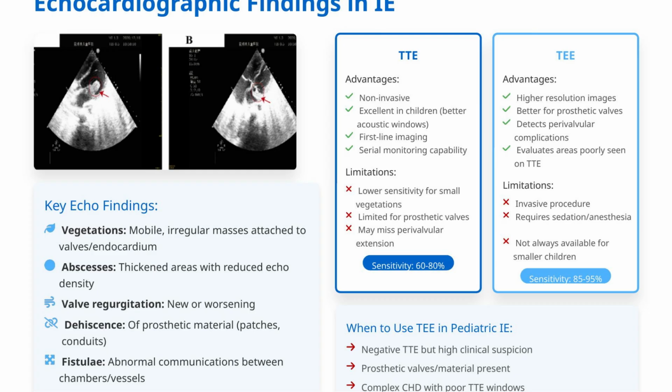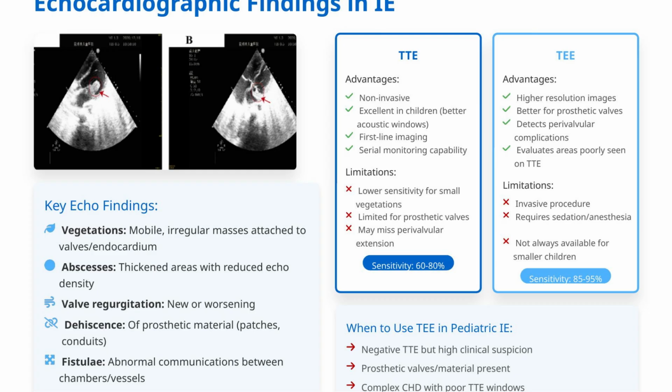Vegetation characteristics can provide prognostic information. Those larger than 10 mm are associated with increased embolic risk, as are highly mobile vegetations. In children with congenital heart disease, vegetations are more common on right-sided structures. Transthoracic echocardiography, or TTE, is the first-line imaging modality with several advantages. It's non-invasive, provides excellent images in children due to better acoustic windows, and allows for serial monitoring.